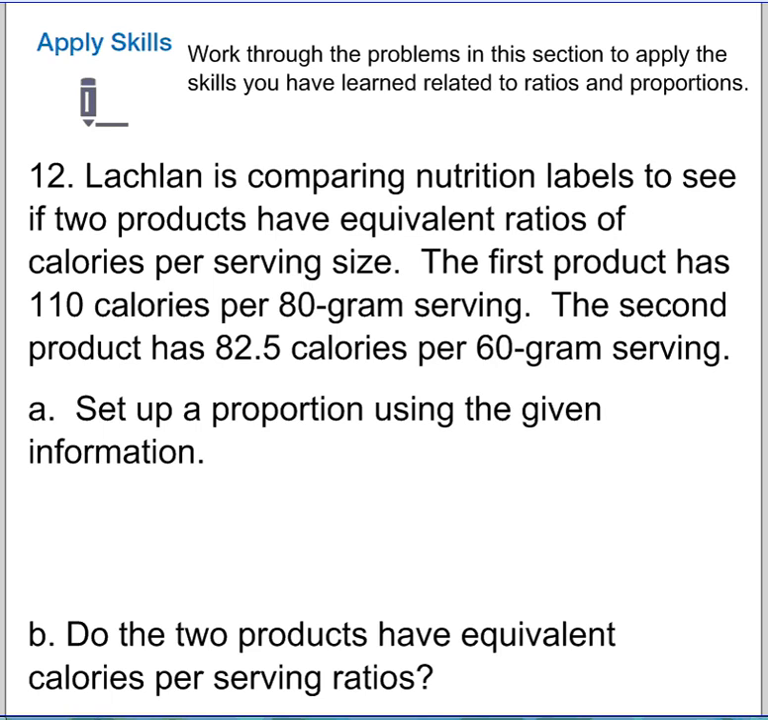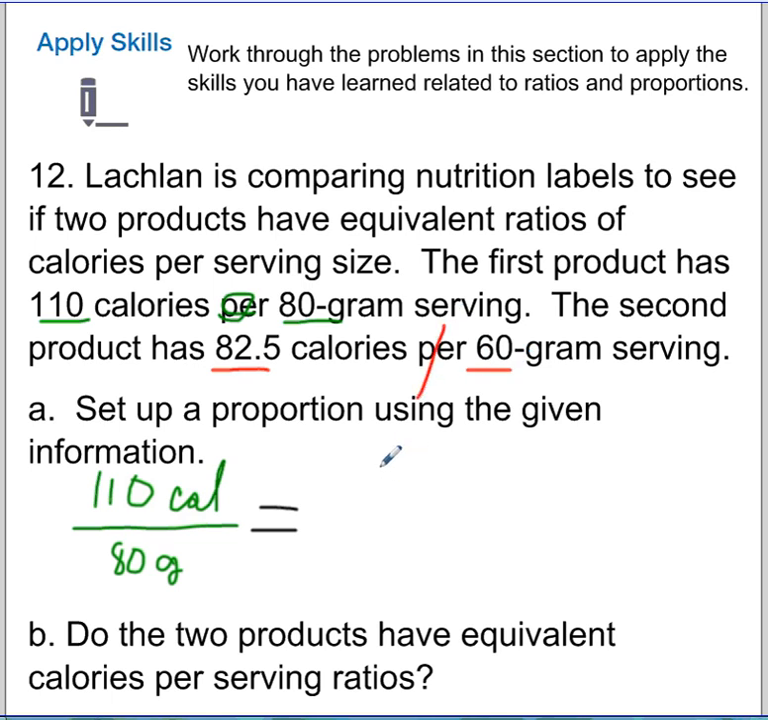And so let's set up our proportion. Here it tells us we have 110 calories per 80 grams, where our fraction bar will go. And so let's put that here, 110 calories over 80 grams. And we're supposed to get the same amount as, let's see, 82.5 calories per 60 grams. So 82.5 calories over 60 grams.